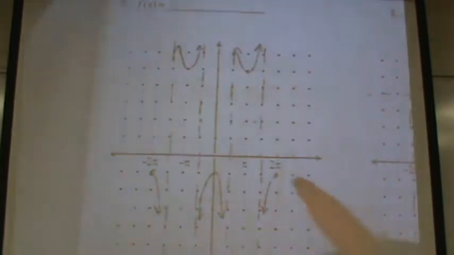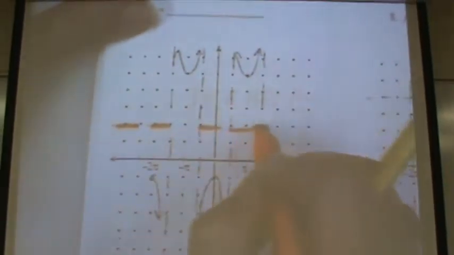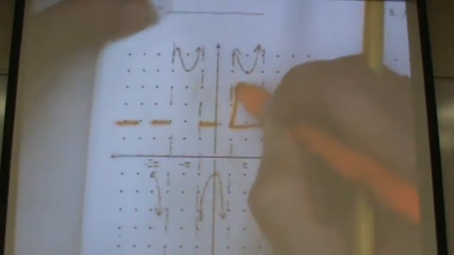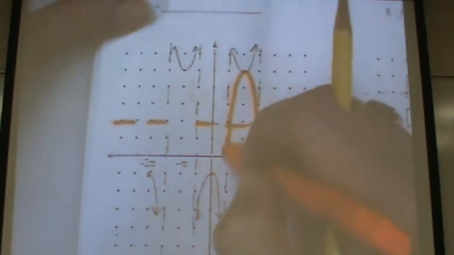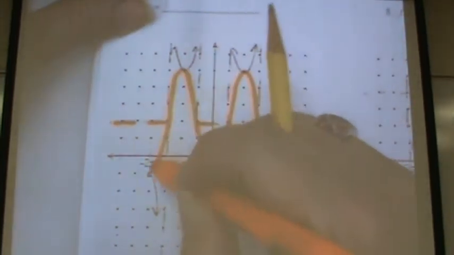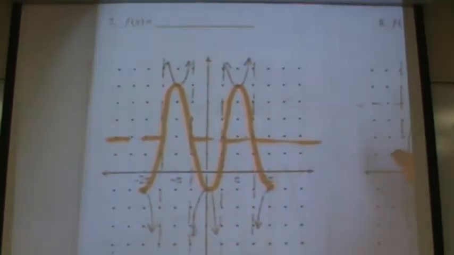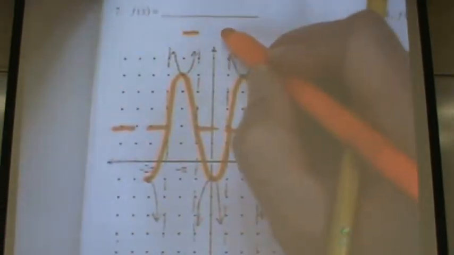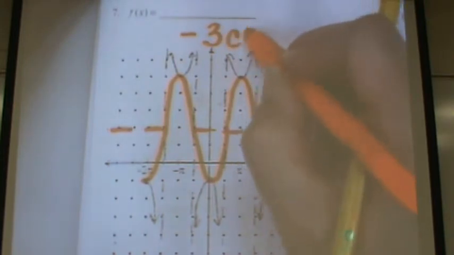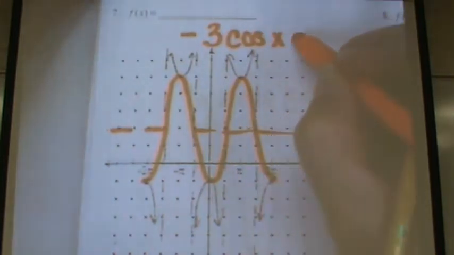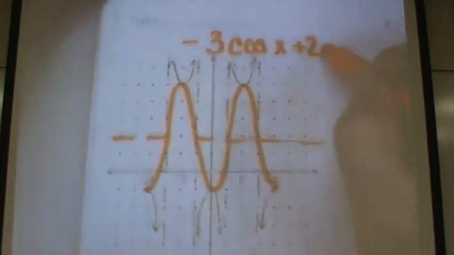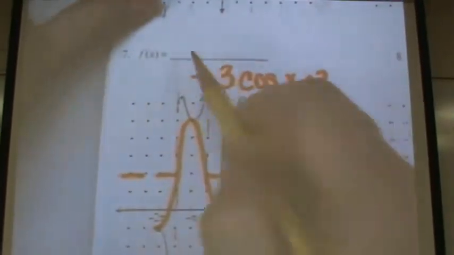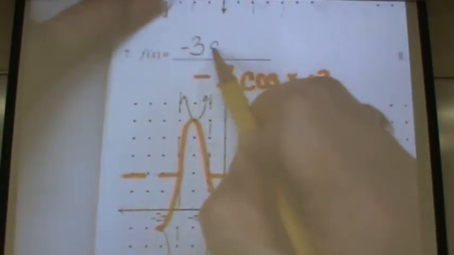Do we have a 2 up? What's that graph? Negative 3 cosine x plus 2. Negative 3 secant x plus 2.